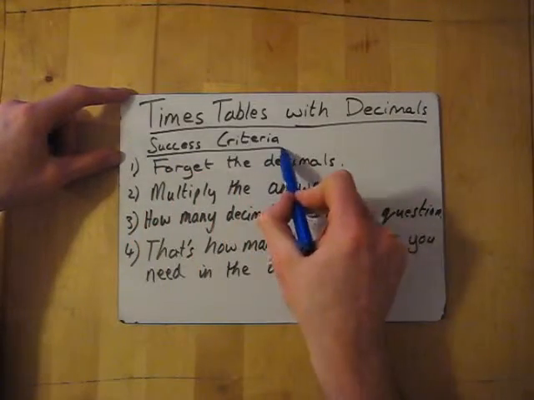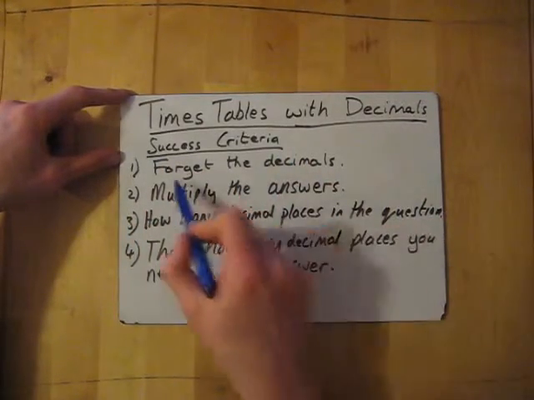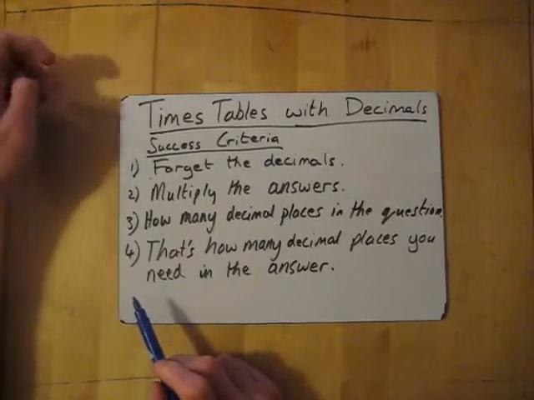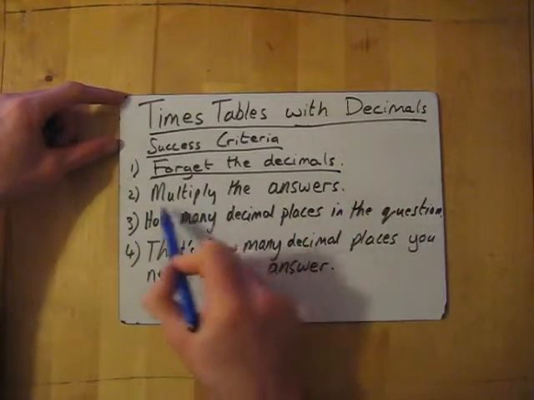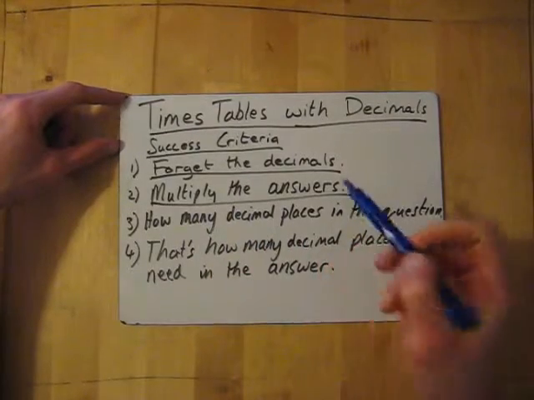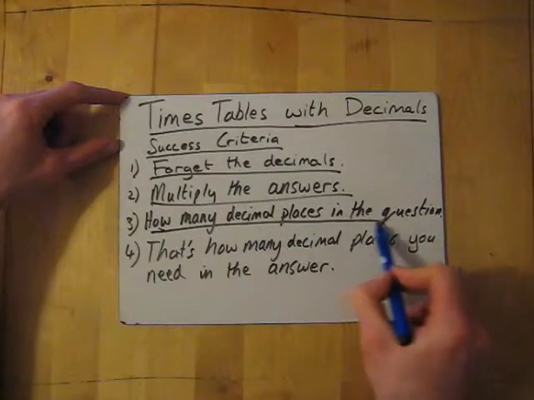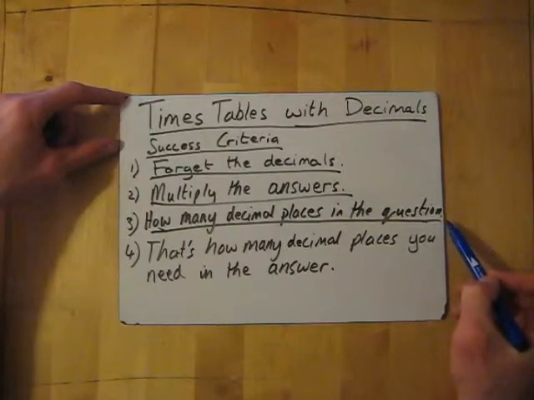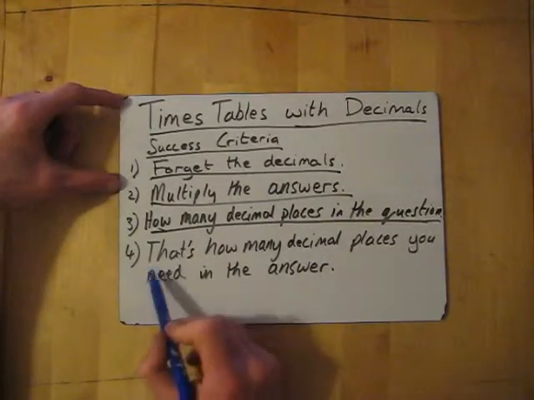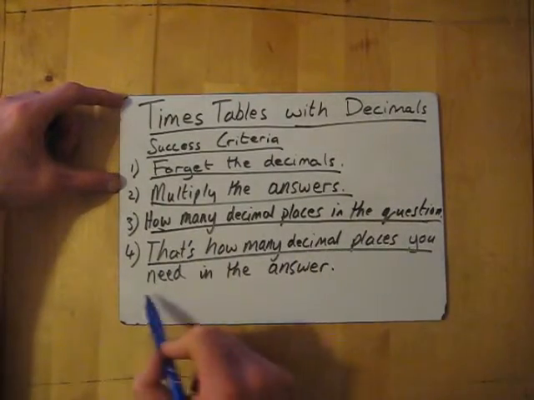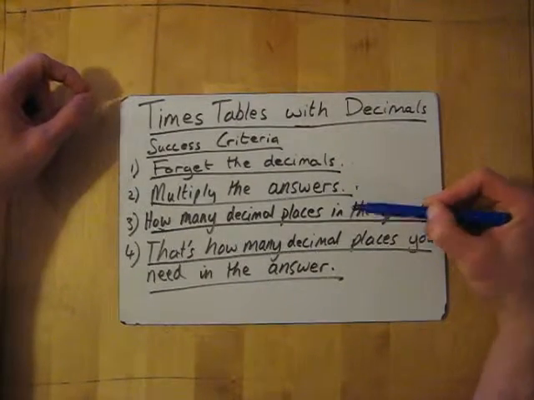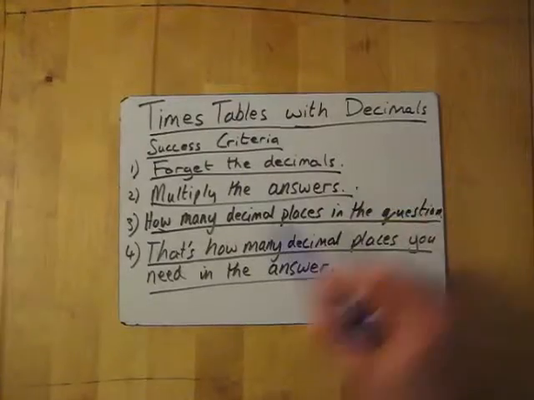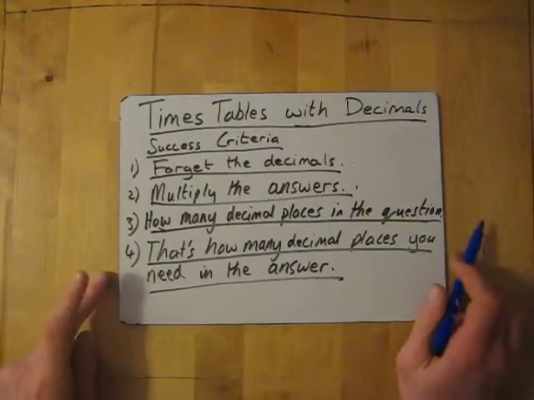So my success criteria for this is, first of all, like all other times when you use decimals, just forget them. Forget the decimals at the start. Then multiply the answers. Then in your head think how many decimal places are in the question, in the whole question. And then basically that's how many decimal places you need in your answer. So forget the decimals, do the multiplication, how many decimal places in the question, and then that's how many decimal places you're going to need for your answer.